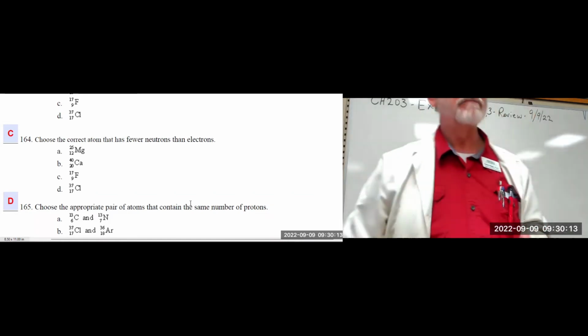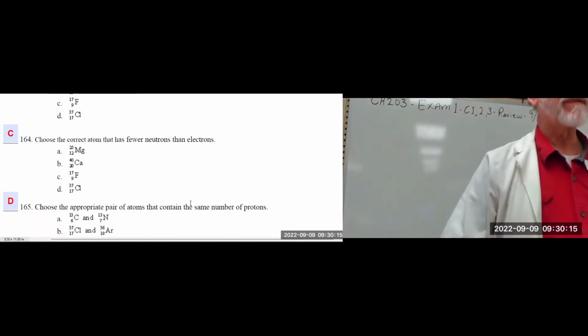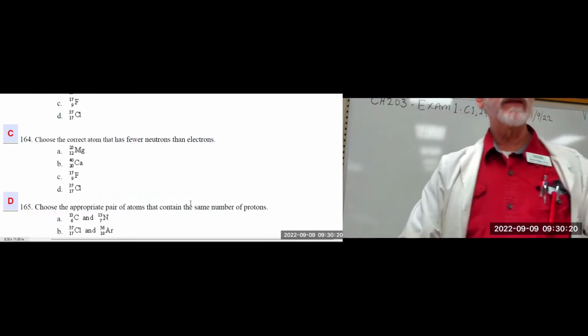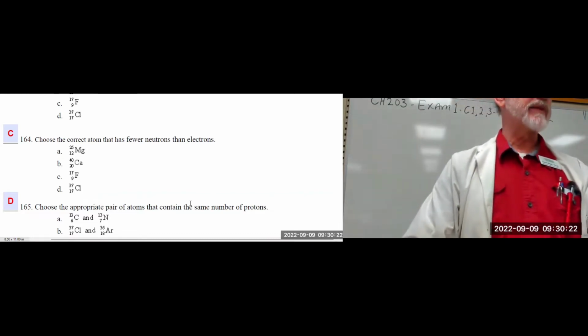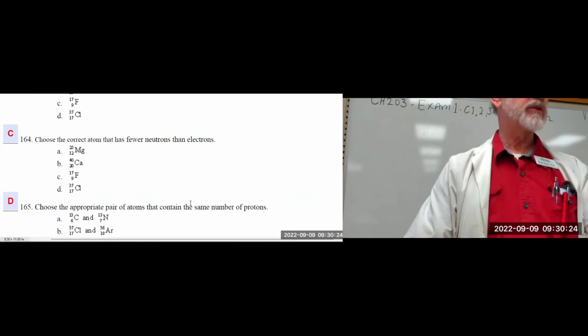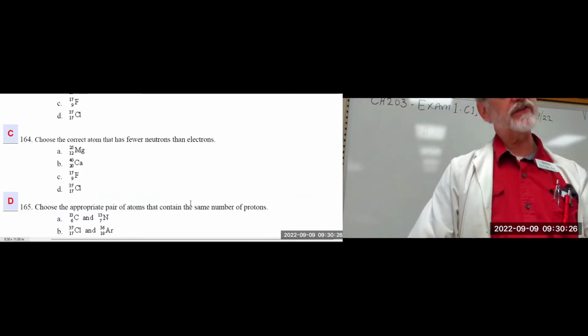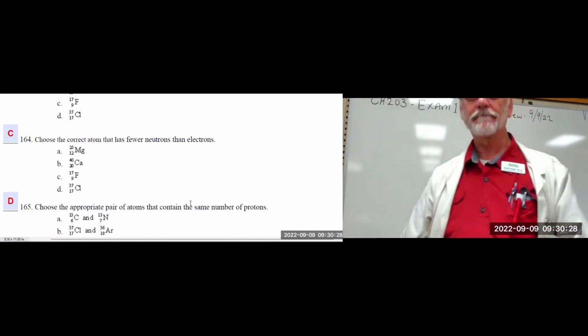So how did you get the number of electrons? How did you show the number of electrons? The number of electrons was equal to Z because the atom is neutral. So we just had to find out how many neutrons and compare it to Z.